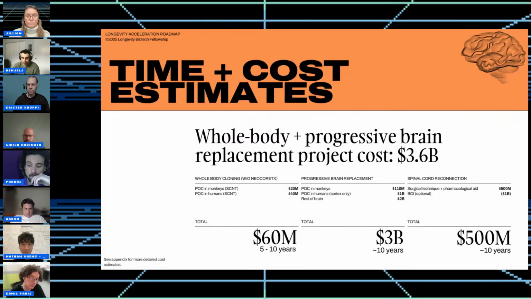And more interestingly, we asked researchers and founders working in this space to estimate what it would cost to do a decent proof of concept across this whole replacement strategy. And we got a number of something like $3.6 billion. So this is a drop in the bucket compared to what's spent in pharma and maybe even bioengineering.